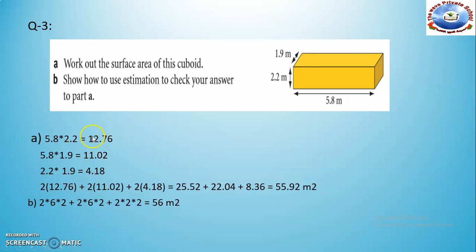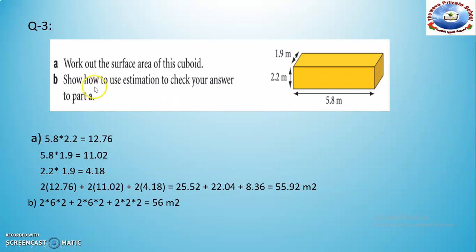After that, each will be multiplied by 2: 2 into 12.76 plus 2 into 11.02 plus 2 into width into height, that is 4.18. After that, you get 25.52 plus 22.04 plus 8.36. When you add all these values, you get 55.92 square meter.